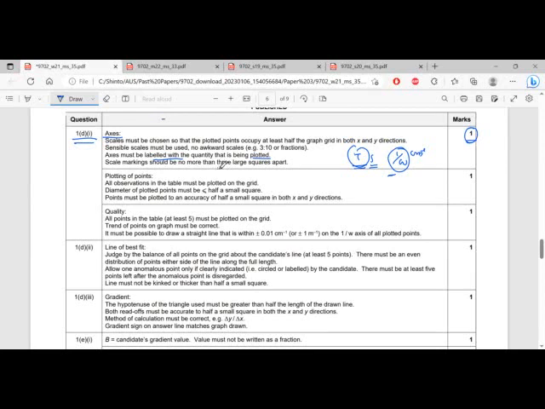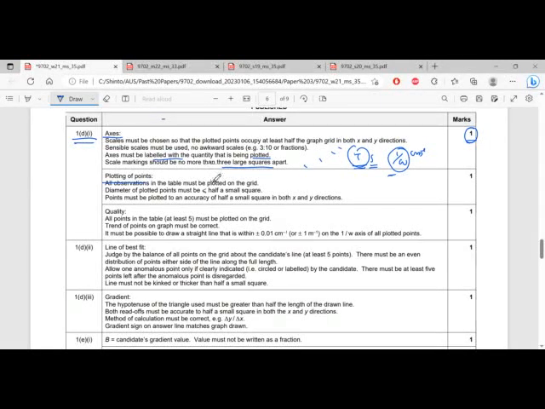Now scale marking should be no more than 3 large squares apart, meaning your values have to be closer. Okay, because you are following a particular trend, you're not allowed to have like 2 points very distant apart, and all other points are close together.